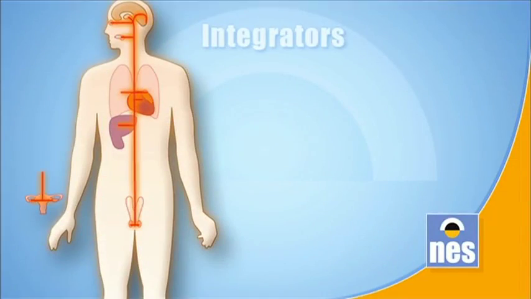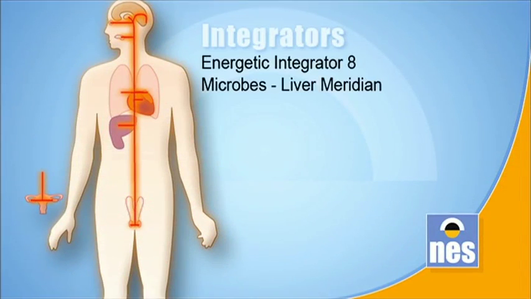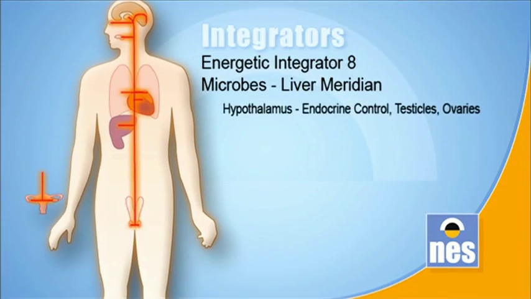This is the Integrator 8 mind map. And we're going to look at Integrator 8 and its 2 or possibly 3 main aspects. The first aspect we should look at is endocrine control. The hypothalamus has a role in the regulation of the endocrine system, and if you look on the diagram in front of you, there's a big line going down to the gonads, the ovaries and the testes, and those are what is being regulated by this integrator.